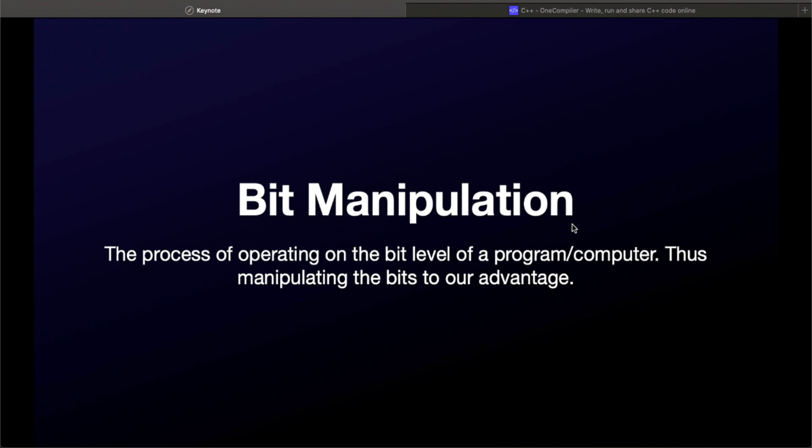Now, what is actually bit manipulation, right? If we do any process that has to do with the bits, or that has to do with operating on the bits of the computer, remember that computers are fundamentally based on binary, which is ones and zeros. So whenever we're doing operations on those binary objects, we call that bit manipulation.